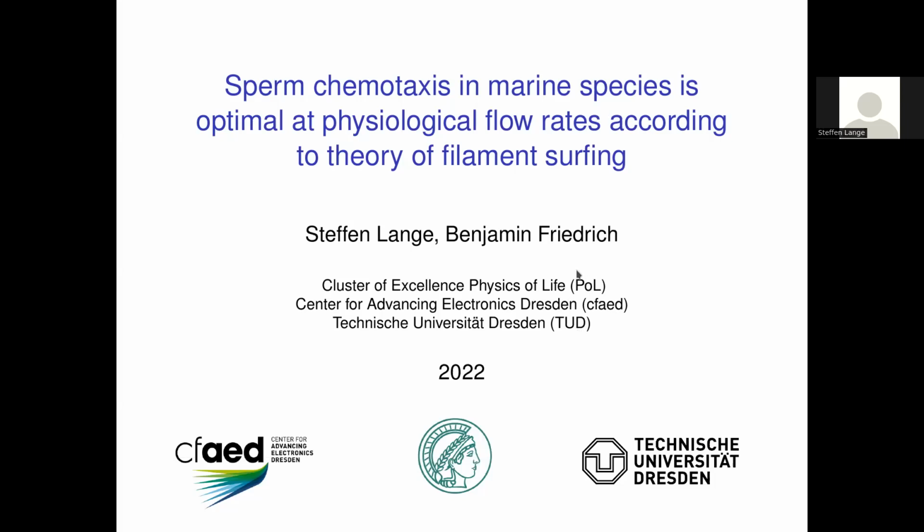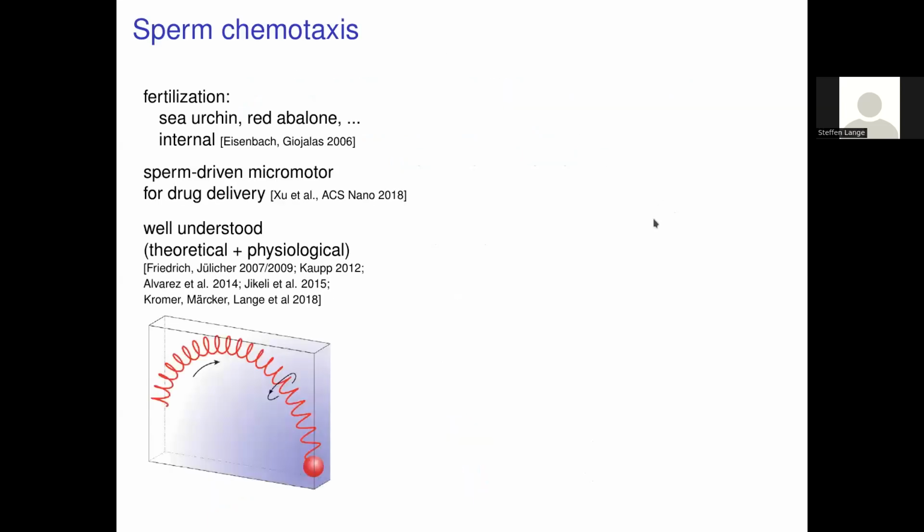Let me start by clarifying what's interesting about sperm chemotaxis in turbulent flows. First of all, chemotaxis describes the navigation of biological cells guided by chemical gradients. For instance, sperm swim on helical paths in the search for a target egg. The egg releases a chemical called chemoattractant, shown in blue here, and via helical chemotaxis, the sperm is able to steer up this chemical gradient and successfully navigate towards the egg.